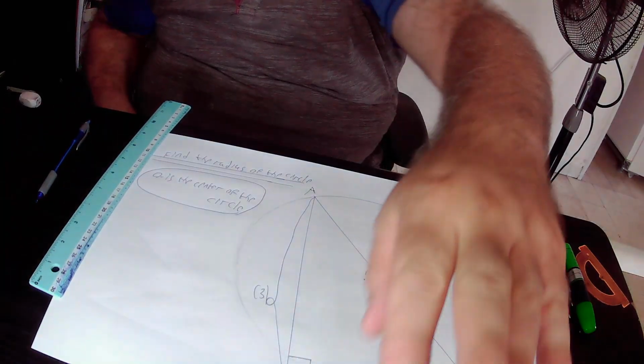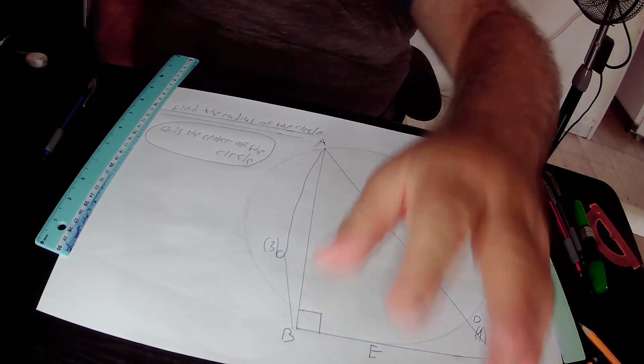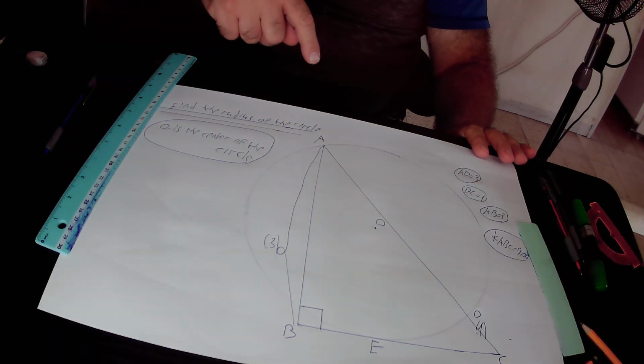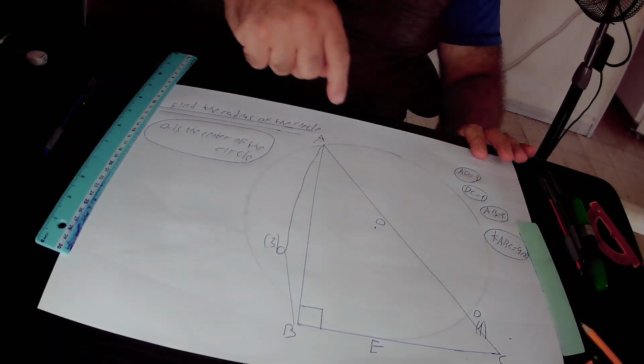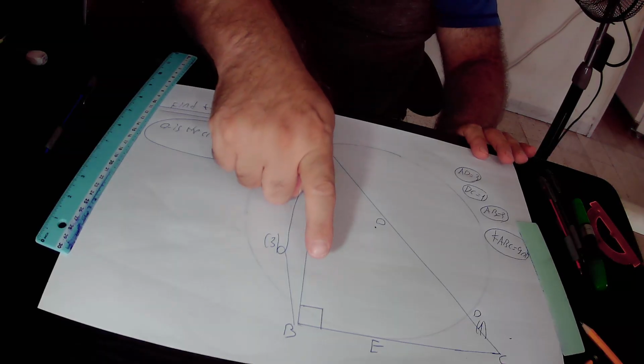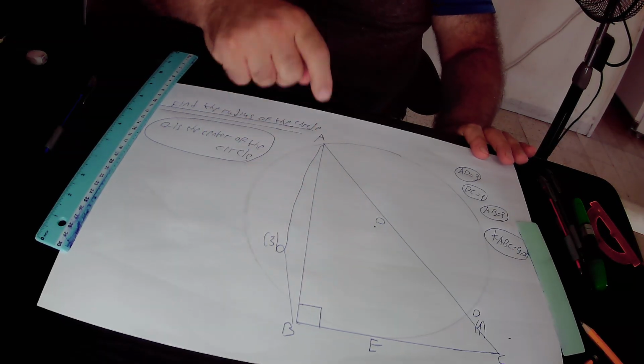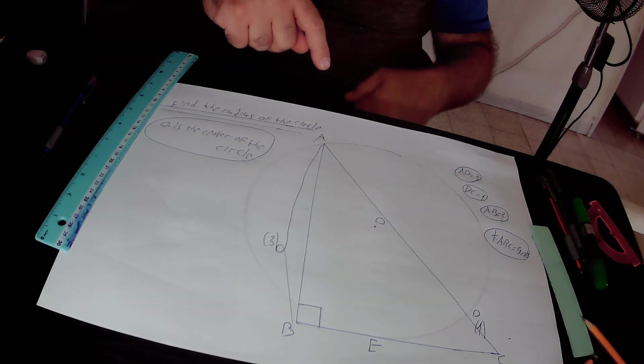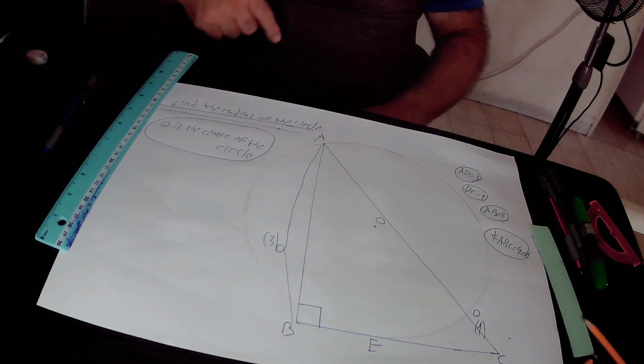And now in this lecture we find out the radius of a circle. In the drawing we have a circle and the right triangle ABC. This angle equals 90 degrees in its size, and the side AB equals 3 units in its length.